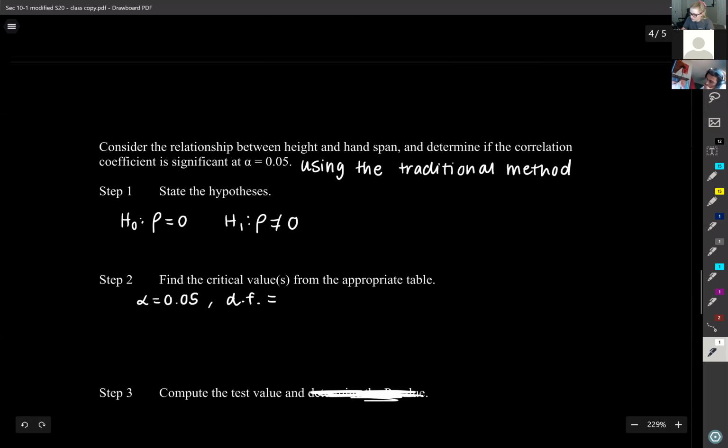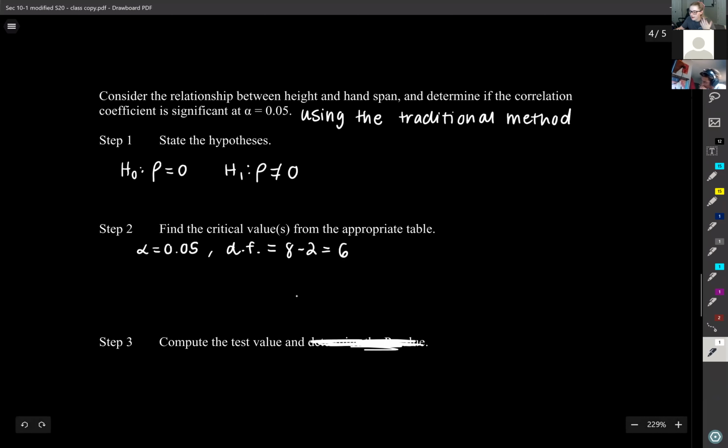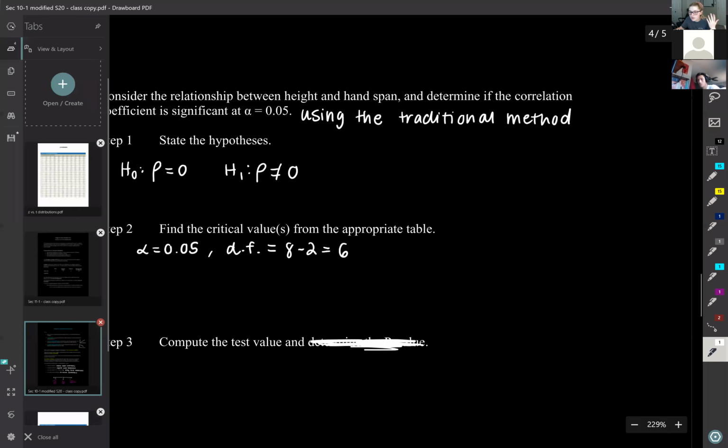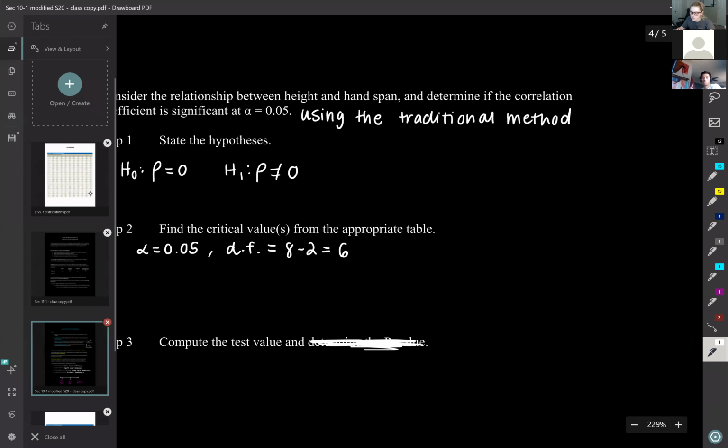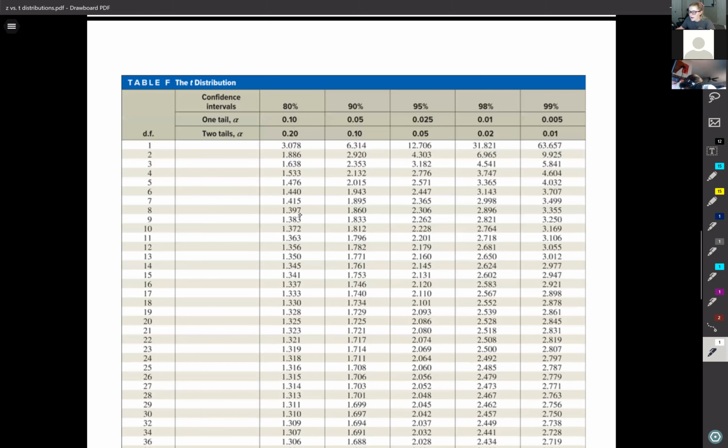So that means our degrees of freedom is 8 minus 2, which is 6. Okay, and just to give a recap on how we find the critical values, I'll go through using the table again. So doing a t-test, that means we use the t-distribution. So I'm going to open up that chart. Okay, so this is a two-tailed test. So I guess I lied.